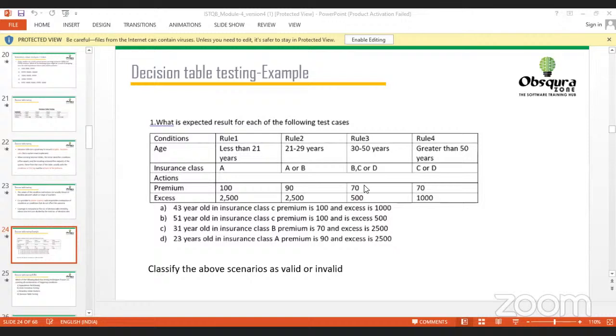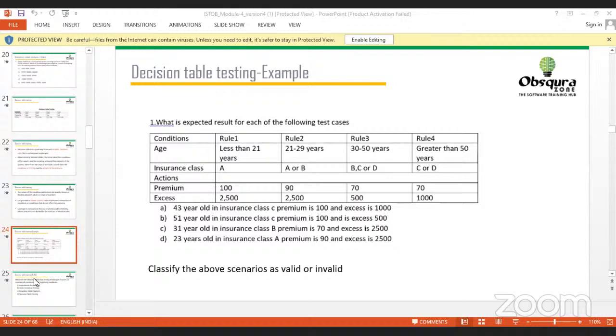Now the last one, 23-year-old. Yes, D is valid. 23-year-old is between 21 and 29. A is the insurance class, that is correct. Premium is 90 and excess is 2,500. So out of the four, the last option is valid. Okay. It is clear, right? For everyone. Okay, Arya, Kartika, yes, you are correct. Yes, Anu, yes.